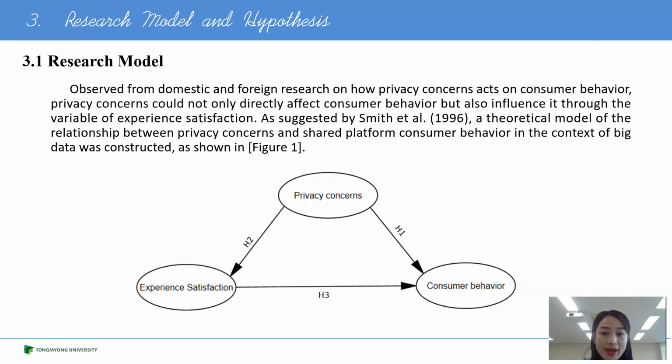As suggested by Smith et al. 1996, a theoretical model of the relationship between privacy concerns and shared platform consumer behavior in the context of big data was constructed, as shown in Figure 1.